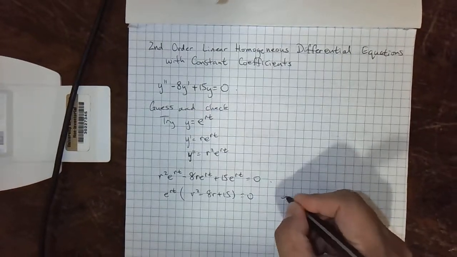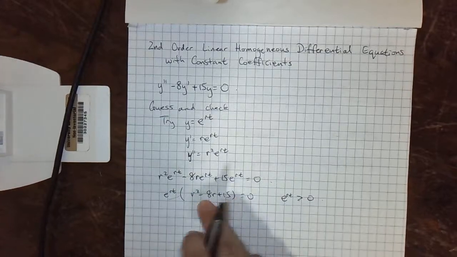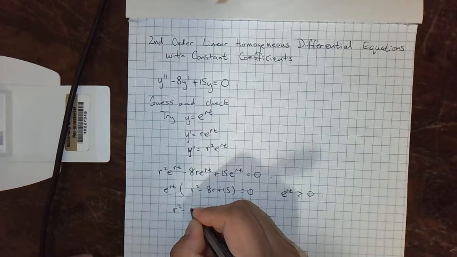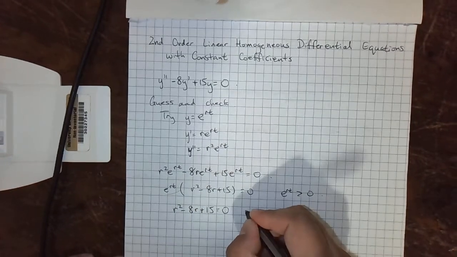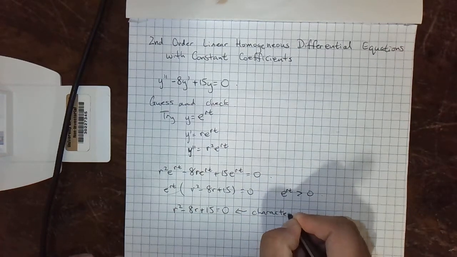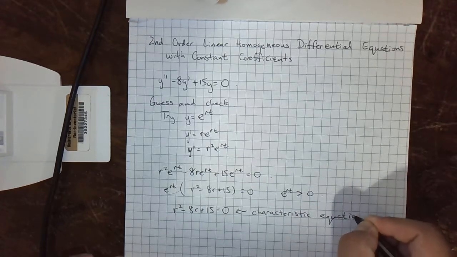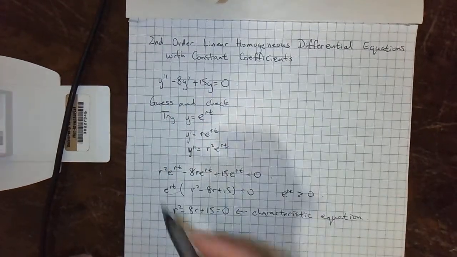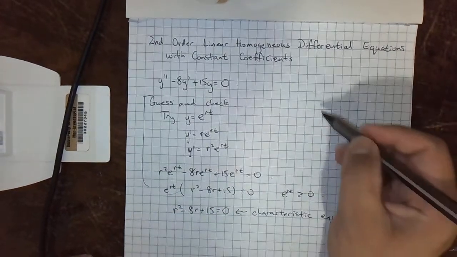And we know that everything that's e to some power is greater than 0. So if this is greater than 0, then this other thing must be 0 if the two multiply to 0. So we get this: r squared minus 8r plus 15 equals 0. And this, by the way, is called the characteristic equation for this differential equation. When you solve these on homework and on quizzes, once we've done this once, you don't have to do this again.